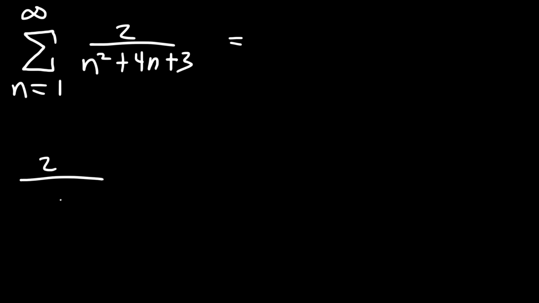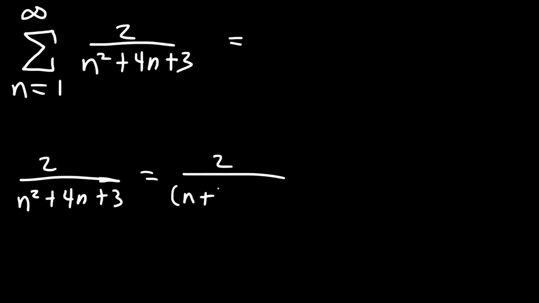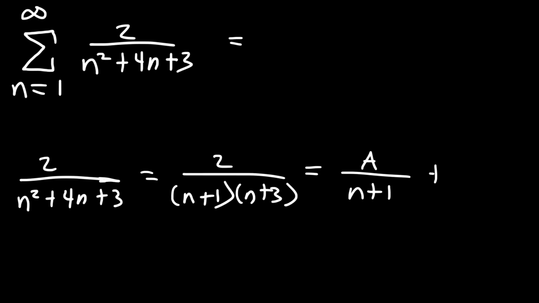So the first thing I'm inclined to do is factor out the trinomial on the bottom. So what are two numbers that multiply to 3 but add to 4? This is going to be 1 and 3. 1 plus 3 is 4, 1 times 3 is 3. So we could factor it like this, n plus 1 times n plus 3. And then we could decompose it into two fractions. So we're going to have a over n plus 1 plus b over n plus 3.